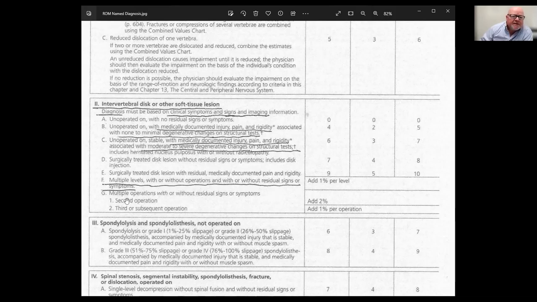Now, it says if there's multiple levels, with or without operations, with or without residual symptoms. So this says for every one that you find, you can add 1% whole body. By the way, this is whole body. And it says you don't have to combine. Well, this is the dilemma you can find yourself in.